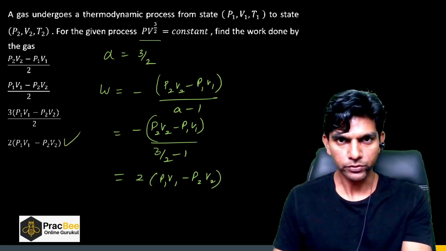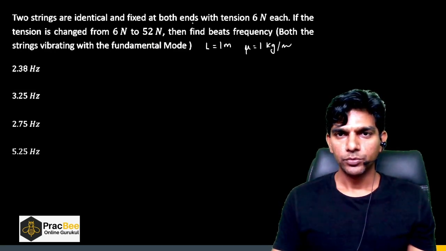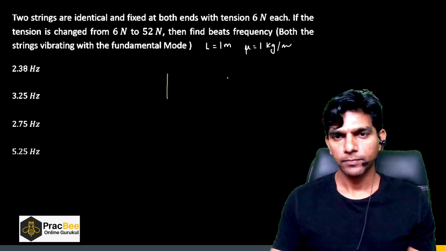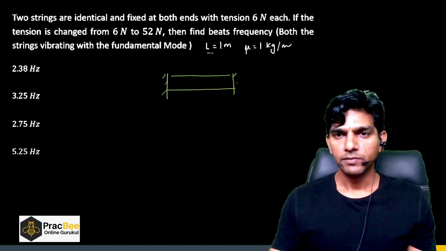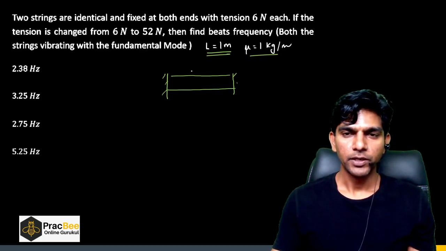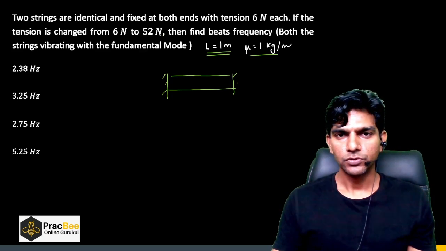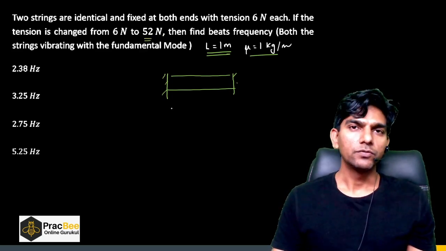Again, a very straightforward question. Two strings are identical and fixed at both ends with a tension of 6 Newton each. So there are two strings which are fixed at both ends, and both have the same length of 1 meter and the same mass density, which is 1 kilogram per meter. Now, if the tension of one of the strings is changed from 6 to 52, then find the beat frequency.